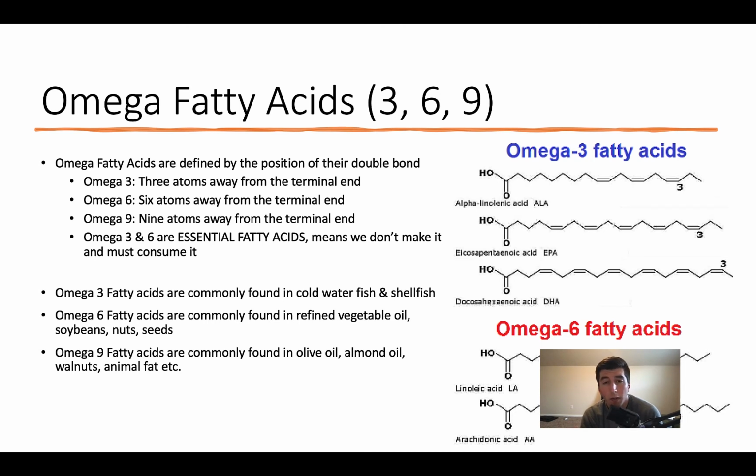So where are we going to get these? Well, we can get omega-3 fatty acids from cold water fish, shellfish, that type of stuff. Omega-6 is going to be our nuts and our seeds and our vegetable oils. And then omega-9 fatty acids we can get from olive oils, almond oils, walnuts, those fattier nuts, as well as some animal fat.